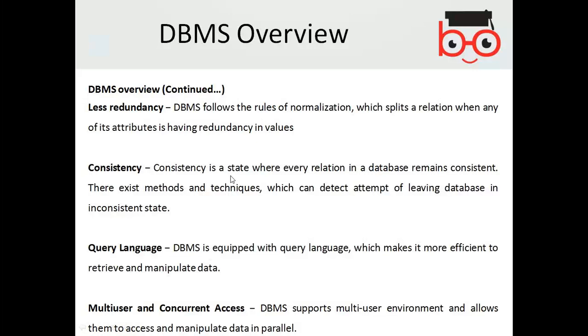Consistency is the state where every relation in a database remains consistent. There exist methods and techniques which can detect attempts of leaving the database in an inconsistent state. So consistency basically gives you a permanent state of the database, whatever you store or retrieve, whatever you save, it gives you a consistent state. Once you store the data, it becomes consistent.